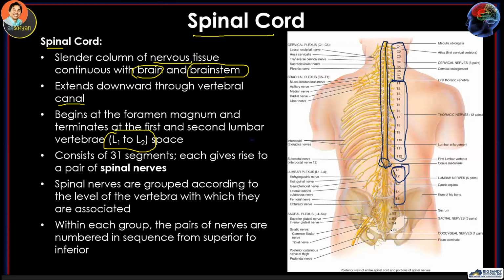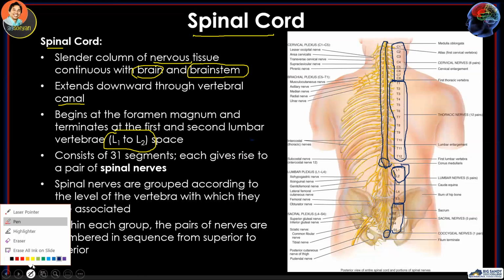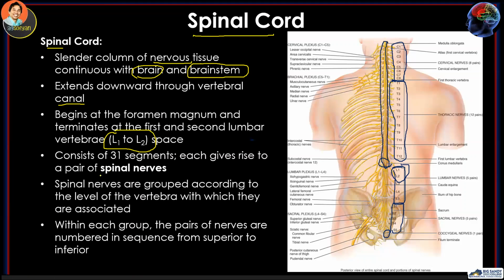And in the sacrum, there are also 5 segments. So there will be 5 spinal nerves that exit from the sacral area, and only 1 from the coccyx. So coccyx 1, only 1 pair. So this is the total number of spinal nerves that exit from the spinal cord. So there are 31 pairs.